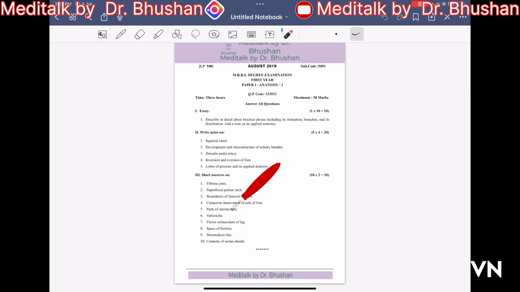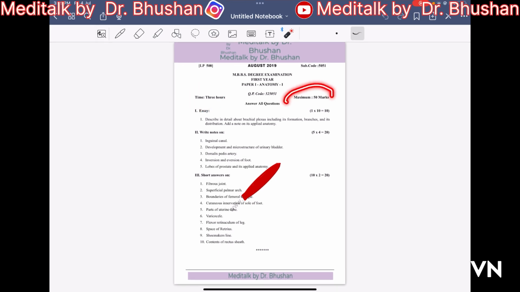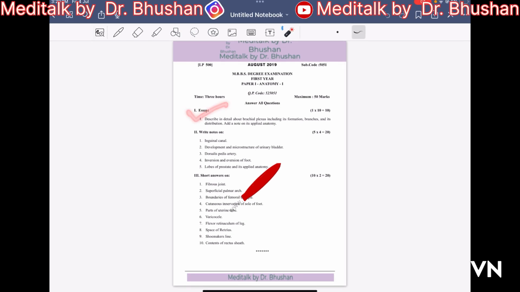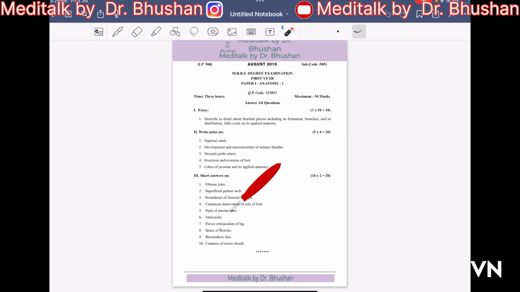2019 MBBS degree examination, first year anatomy 1. 3 hours, maximum 50 marks. Okay. First, the essay question of the 2019 pattern. Describe the detail about the brachial plexus including its formation, branches and its distribution. Add a note on its applied anatomy for the 10 marks. Okay, it is a long question, LQ.